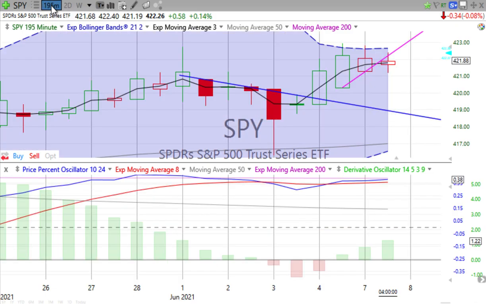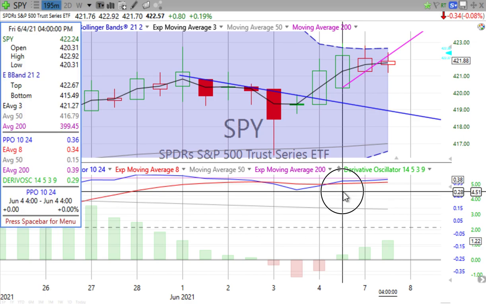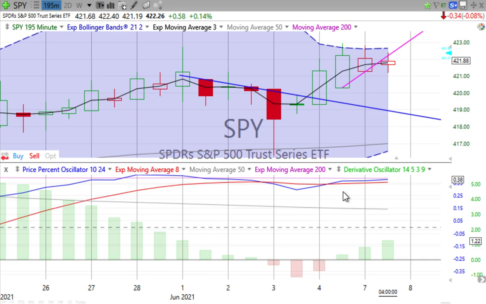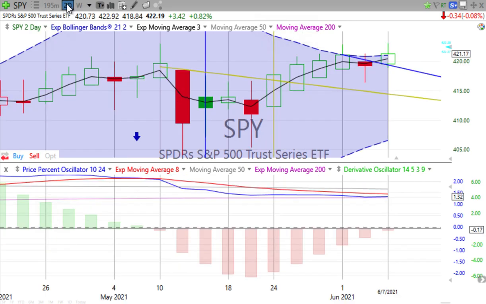Now, look at the half-day chart. It did manage to cross over in the afternoon on Friday, but then again, it's showing weakness on Monday, both in the morning and in the afternoon in particular. We do see that price percent oscillator trying to slowly move away from the red signal line and the derivative oscillator gaining momentum. But again, remember, it's our smallest chart. So we'll continue to watch and see. What would I like to see happen?